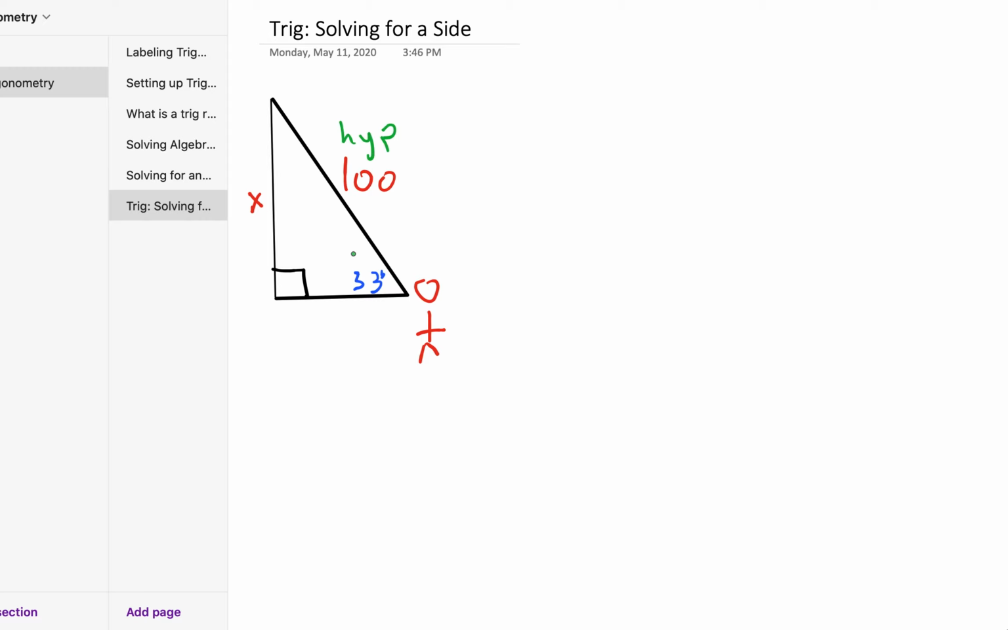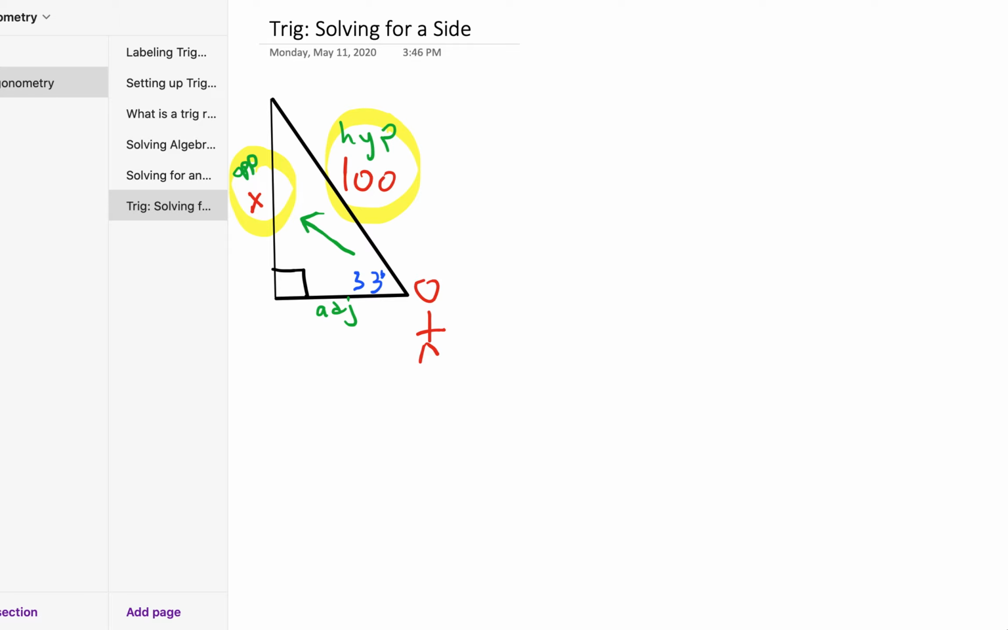Stand at our reference angle and look across. That will be our opposite side. And our adjacent is next to the reference, but not the hypotenuse. It's the leftover one. So looking at this, we have a hypotenuse, and we're looking for the opposite. The adjacent is blank, so we're not going to be using it.